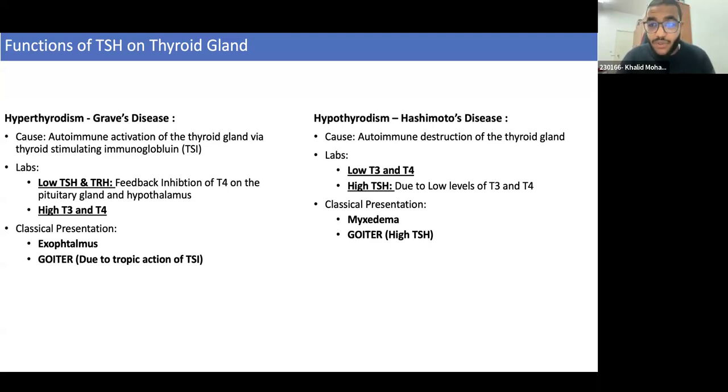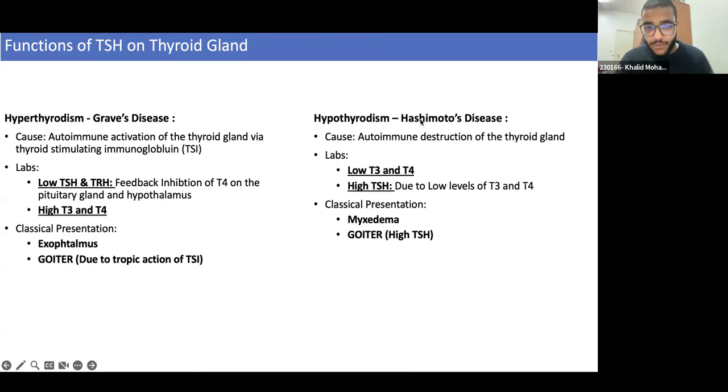As soon as you see a patient with hyperthyroidism symptoms, but with low TSH, you know that's Graves automatically. Okay. And this is because of the feedback inhibition we spoke about of T4 on the hypothalamus and the anterior pituitary gland. You'll find high T3 and T4 levels, obviously, by definition. Classical presentation would be exophthalmos, which is protruding of the eyes, and you'll see a goiter due to the trophic action of TSI. Now, again, this is a confusing point for some people. They'll say, no, since we have low TSH, how do we have a goiter? It's because TSI has the exact same function of TSH.